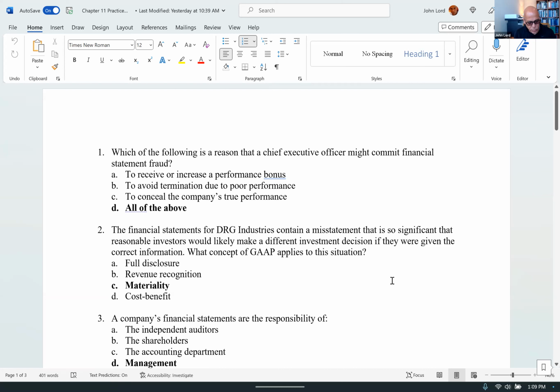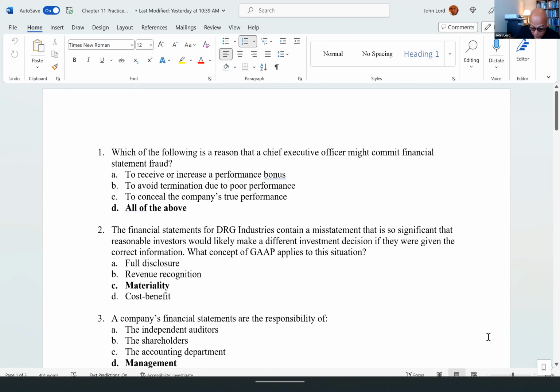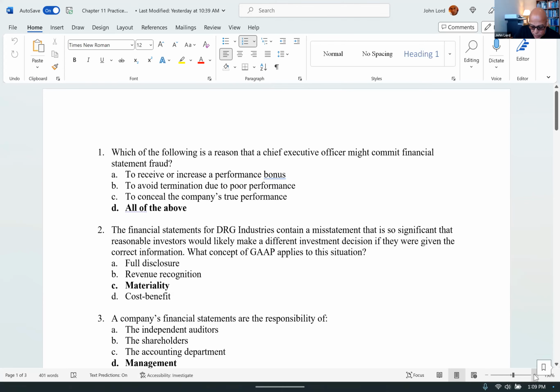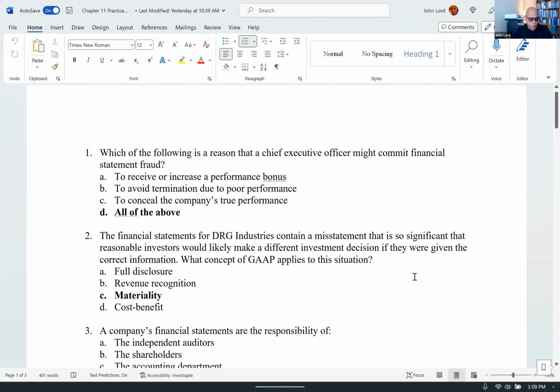Which of the following is a reason that a chief executive might commit financial statement fraud? To receive an increase in performance bonus? Yeah, that's incentive, right? Remember, incentive and pressure are the high level things. To avoid termination? Yeah, that's pressure. To conceal the company's true performance, because of pressure or maybe incentive. And so all of the above would be considered potential reasons. We're not saying this is a justifiable reason, but it's what could lead to engagement in fraudulent financial reporting.